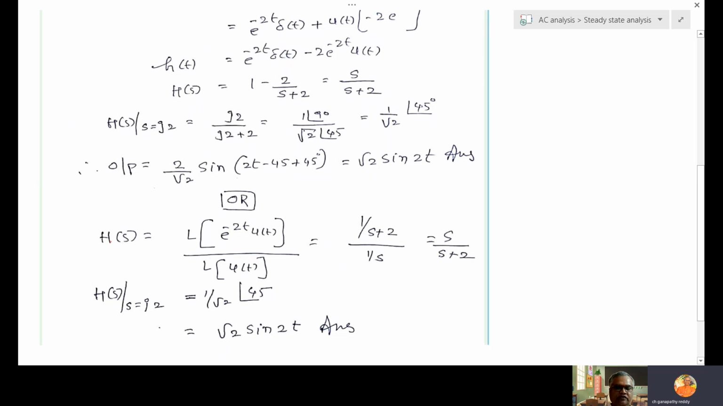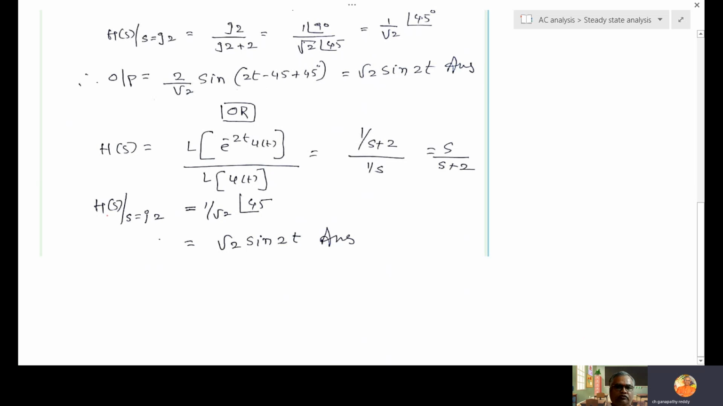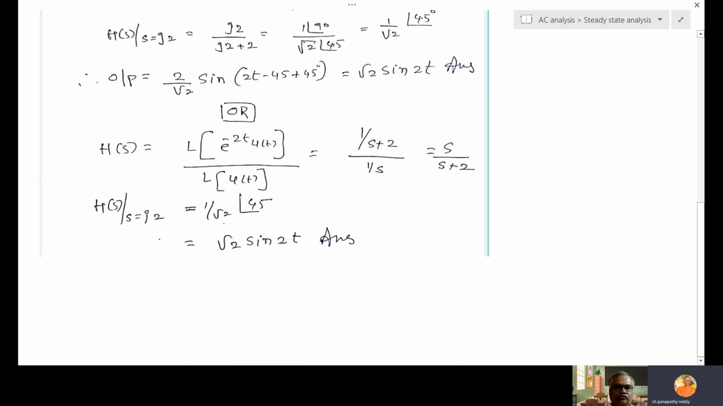So s by s plus 2 is what? H of s. One system function H of s is known. When some AC signal is applied as an input, how do you find the output now? H of s at s equal to j omega. What is omega? Omega is 2. So replace s with j2 and simplify. 1 by root 2 angle 45 will come. That you change into trigonometric form.